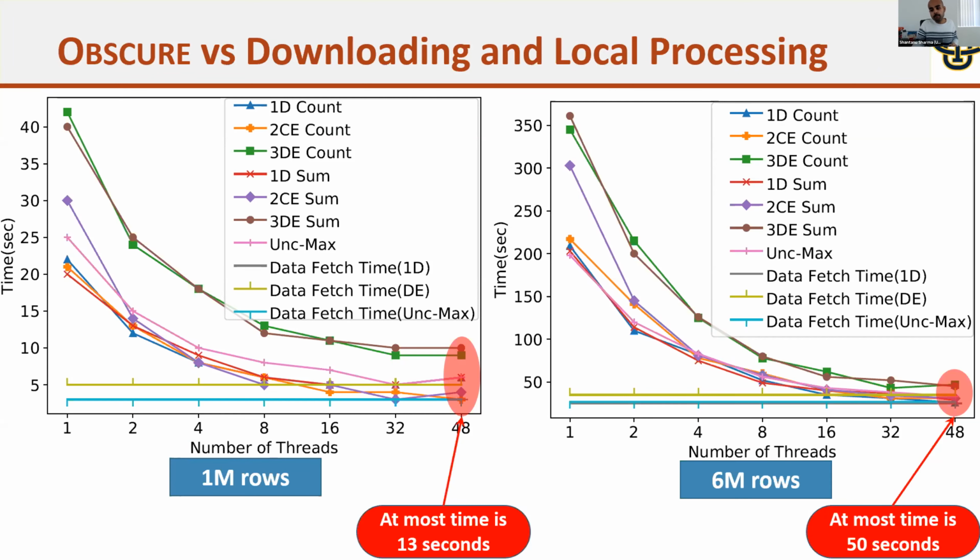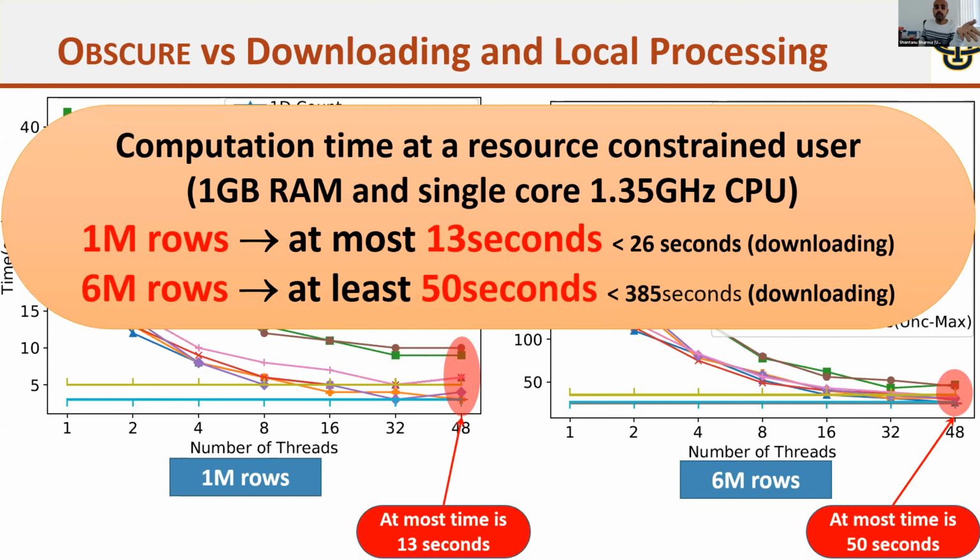If we have 6 million rows and we want to do these types of queries like aggregation, count, sum, maximum, minimum, on 6 million rows, it will take at most 50 seconds. And this is much better as compared to downloading the entire encrypted data and doing the local computation, meaning that you download the entire encrypted data, decrypt it, and then execute the query.